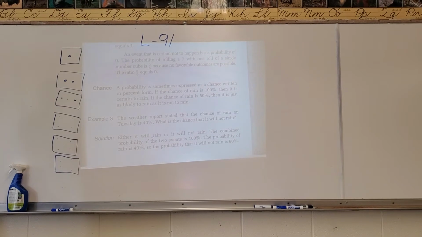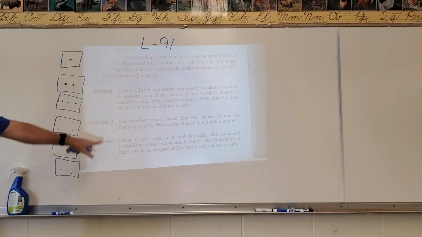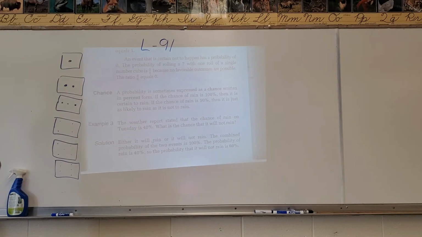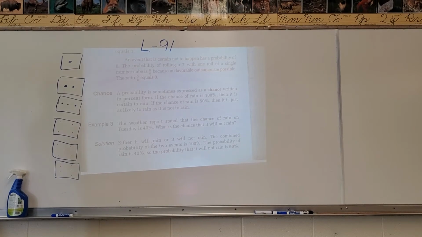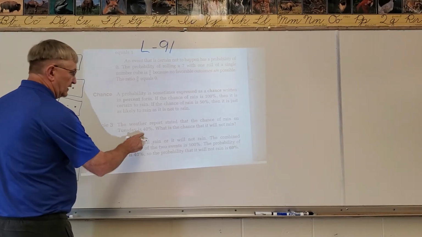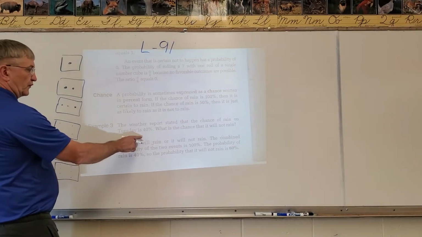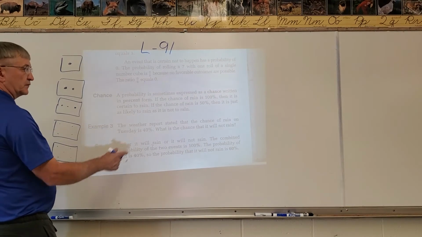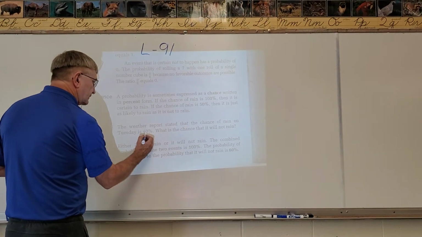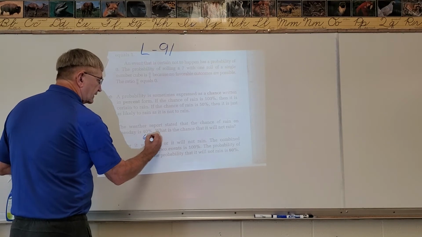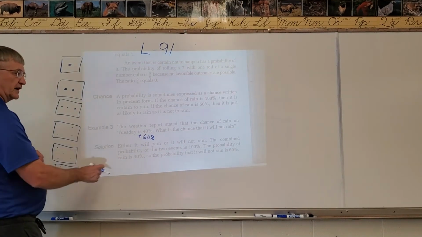The weather report stated that the chance of rain, example 3 here, on Tuesday is a 40% chance. What is the percent then? Well, it's simple math. 100% is what we're working with, so 40% chance it's going to rain. What's the chance it will not rain? Well, 60%. Because 60 plus 40 equals 100%.